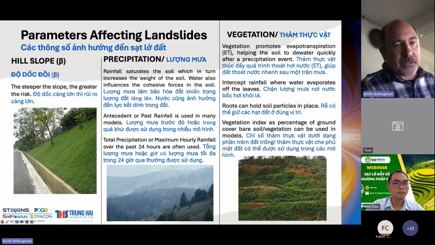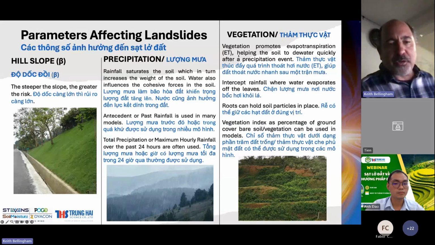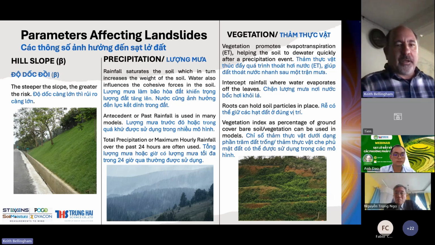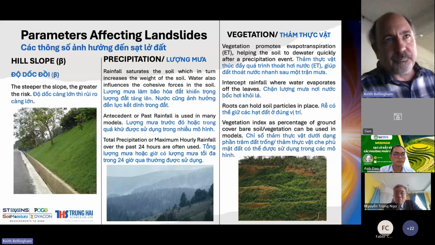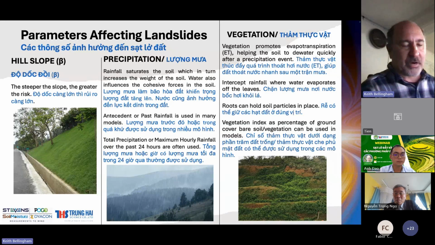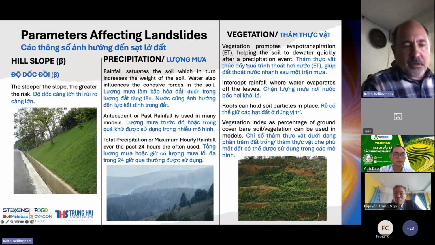Vegetation also plays a major role in the assessment of a landslide. Vegetation promotes evapotranspiration, which helps dewater the soil. Evapotranspiration is a combination of evaporation of water out of the soil and the transpiration of water out of the soil, basically the root uptake and the evaporation from the plant leaves and the plant itself. That's transpiration, and evapotranspiration is a combination of the two, which can be measured with meteorological parameters like air temperature and wind speed.